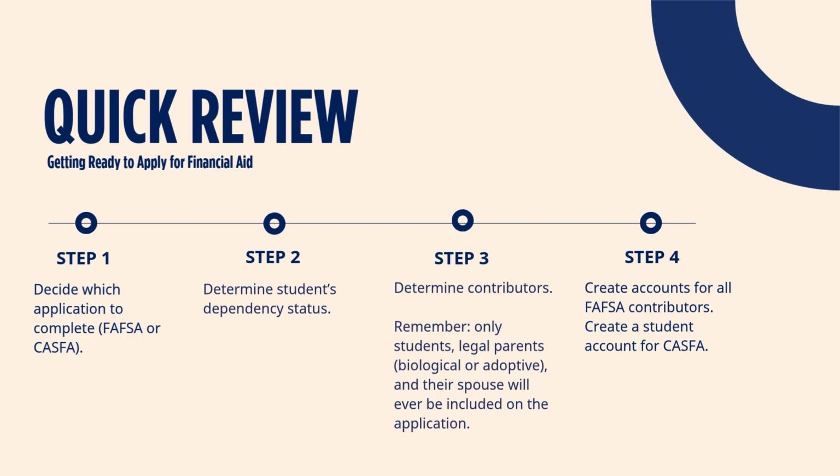Then moving on to step three, the family will determine who will be the contributors on the application. And a reminder here that only the student, legal parents, either biological or adoptive, and the parent spouse will ever be included on the application. Step four then will be to create accounts for anyone who needs to contribute to the FAFSA. And if the student is completing CASFA, then the student will create an account.